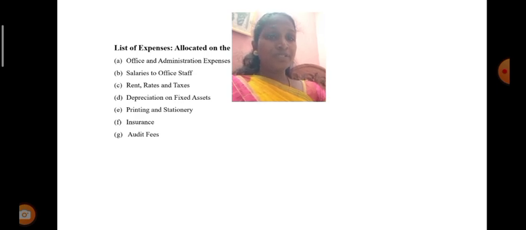Salaries to office staff: every month the company has to pay salary to its employees, so it will happen every month. So it is automatically related to the time ratio. Rent, rates, taxes: we have to pay that rent on a time basis. Depreciation on fixed assets, printing and stationery, insurance, audit fees. So it should be allocated on the basis of time ratio.